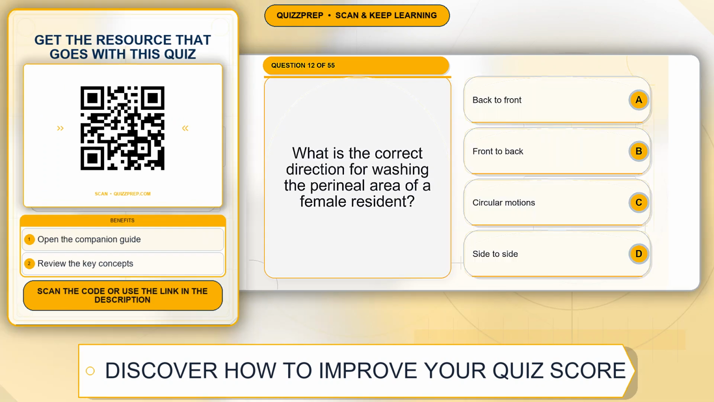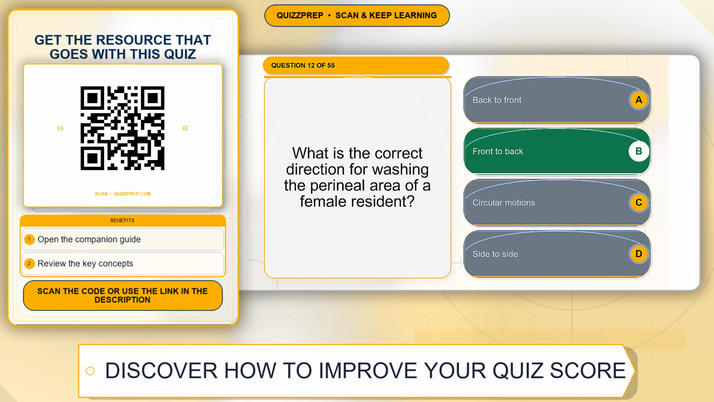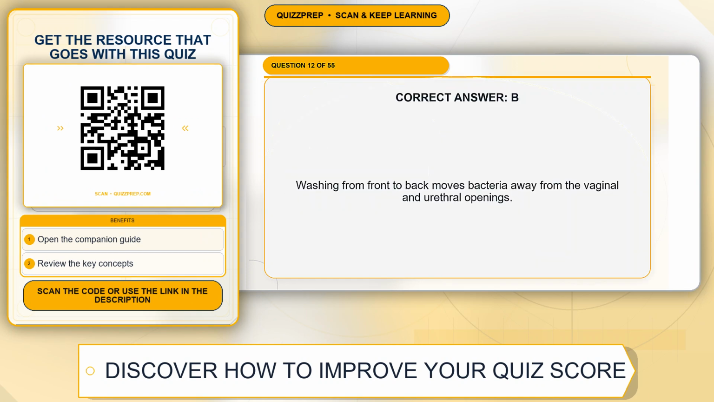Question 12. What is the correct direction for washing the perineal area of a female resident? Option A, back to front. Option B, front to back. Option C, circular motions. Option D, side to side. The correct answer is option B, front to back. Explanation. Washing from front to back moves bacteria away from the vaginal and urethral openings.